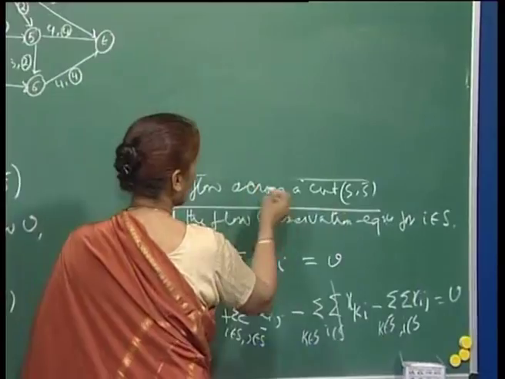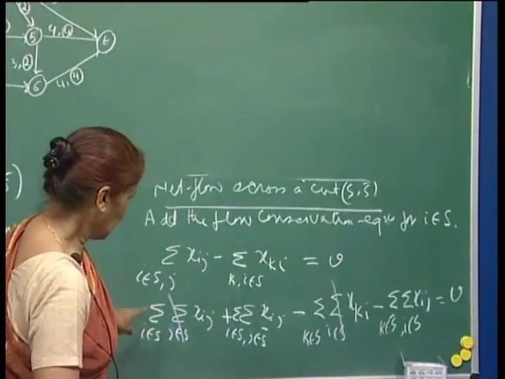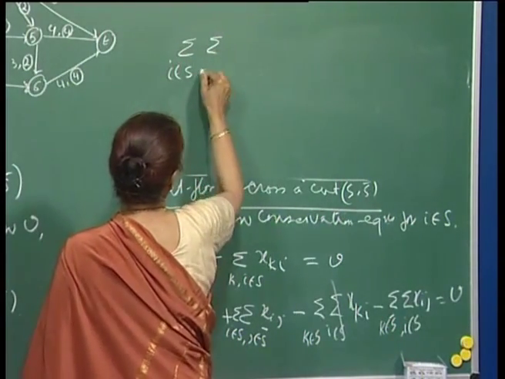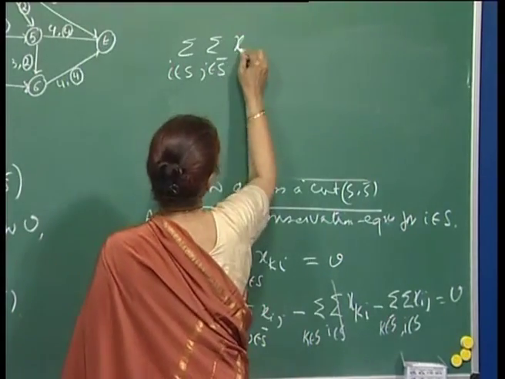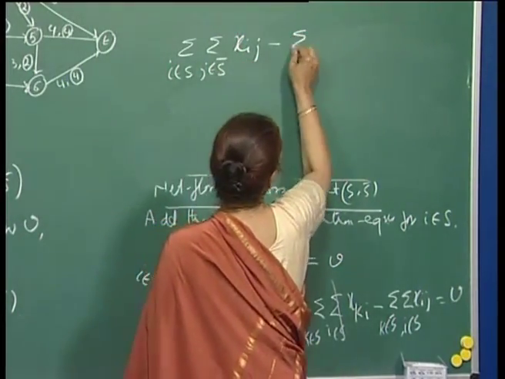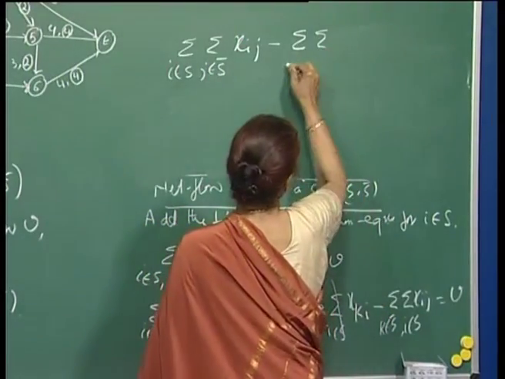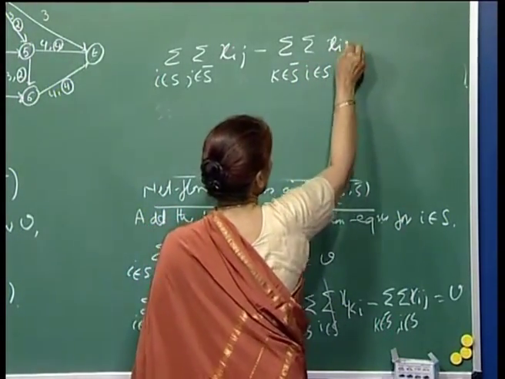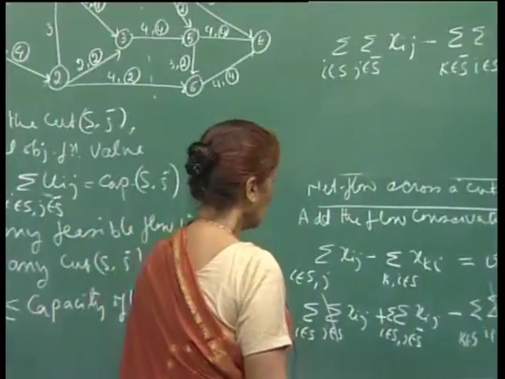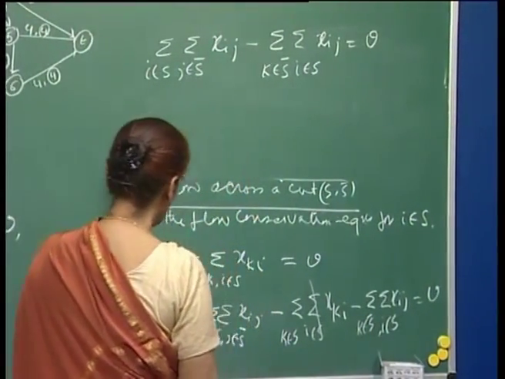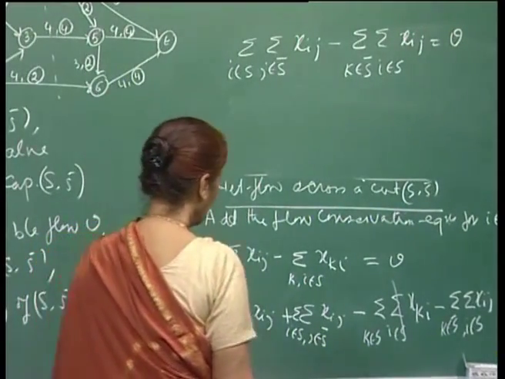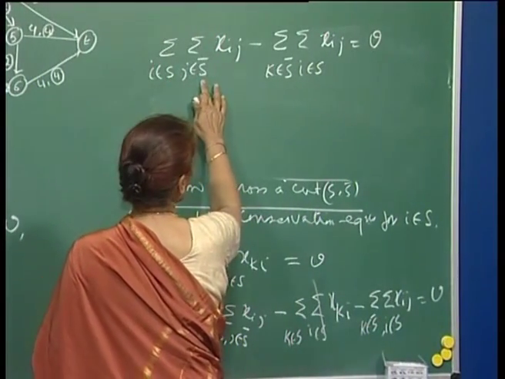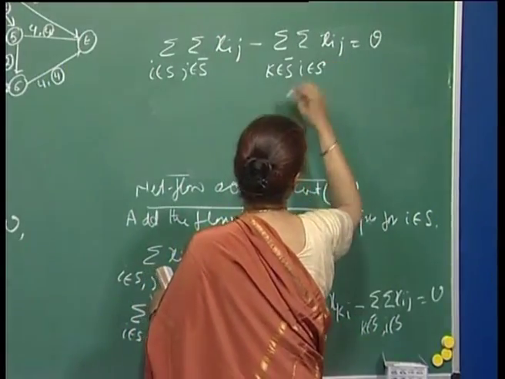So, we are looking at net flow across a cut. When this cancels out, you are left with the summation over i belonging to S, summation over j belonging to S bar of x_ij, minus the double summation over k belonging to S bar and i belonging to S of x_ki, and this is equal to V. This gives you the flow from S to S bar, and this will give you the net flow.